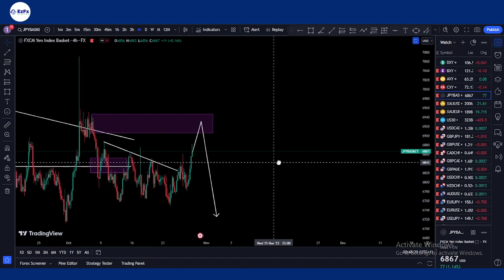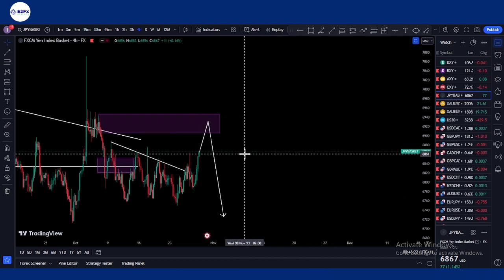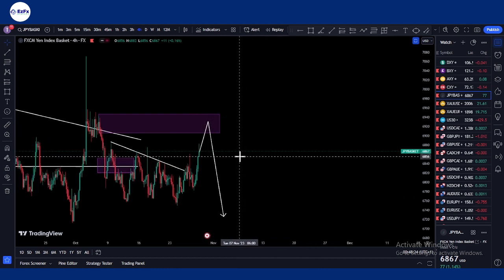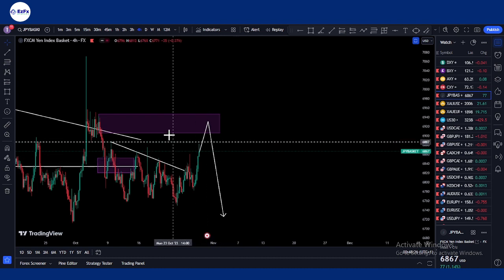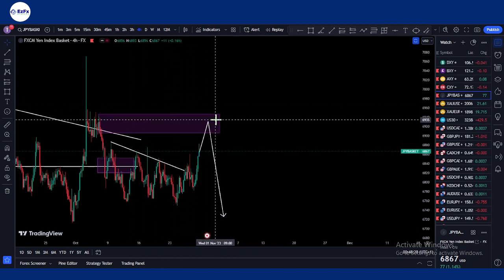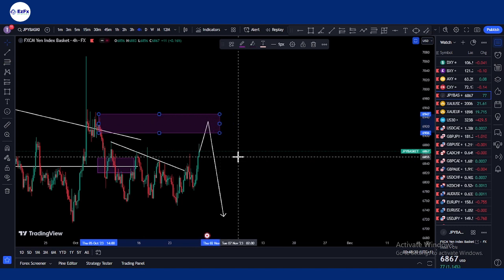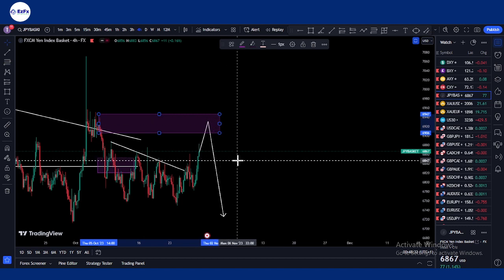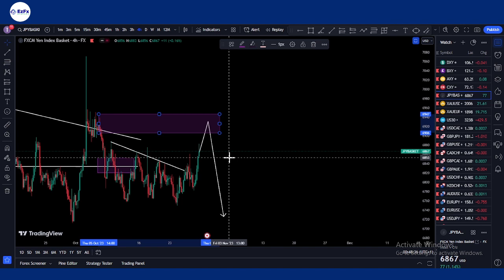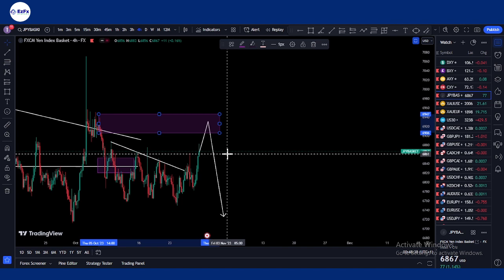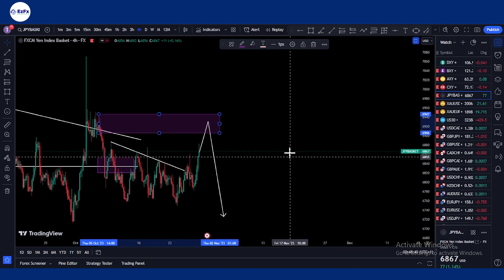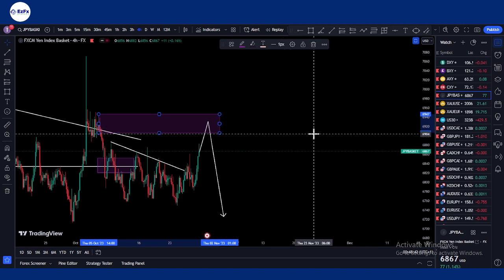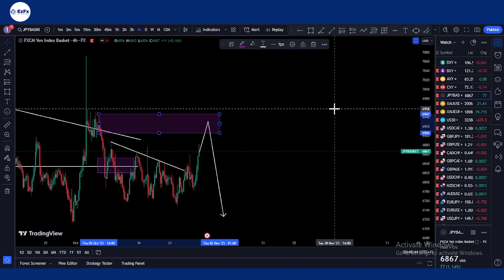However, for this week, I just want to see the JPY basket probably push up still just a bit more, into this zone. This zone I marked out is between 6947 and 6906. I just want to see price push up into that zone, and then we get to see our continuation for the bearish move on the JPY basket. So I hope that is clear.